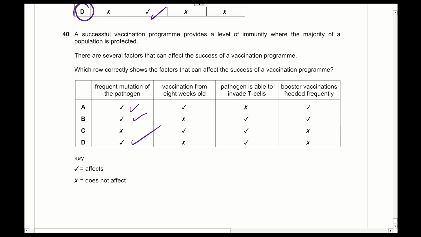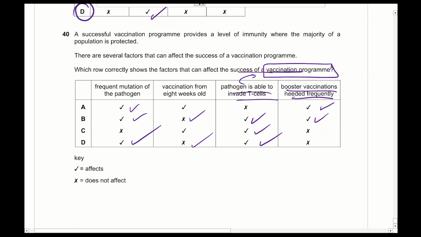Therefore, this is correct. Now, vaccination from 8 years old, age doesn't really matter in the success of a vaccination. Therefore, this is incorrect. Now, the pathogen is able to invade T cells. As we all know, T cells are required for immune activation, which is how the vaccine actually works. Therefore, if a pathogen invades the T cells, the immune system would be weakened or suppressed. This means that the vaccination program is less likely to be successful, since a proper immune system reaction cannot take place. Therefore, active immunity cannot take place, so this would reduce the success, therefore this is a factor. Now, booster vaccinations needed frequently, this means that the vaccination program will take way longer, therefore this is also likely to reduce its success, therefore the answer is going to be B.